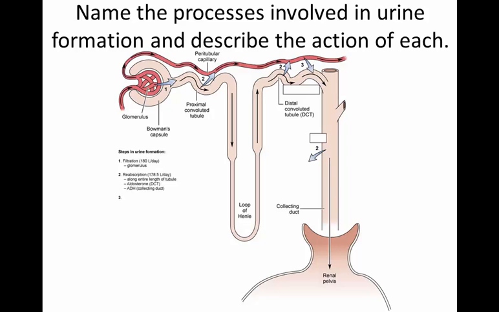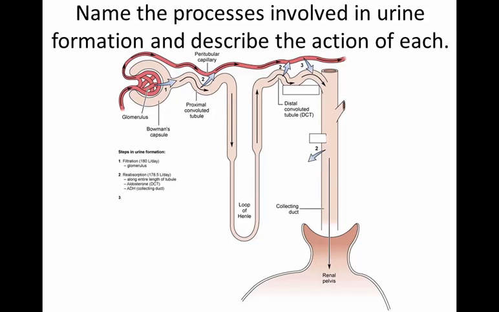Those processes are reabsorption. Approximately 178.5 liters per day are actually absorbed back in from the length of the tubule into the peritubular capillaries. Most of this reabsorption occurs in the proximal convoluted tubule. So shortly after the Bowman's capsule, while the filtrate is moving into the proximal convoluted tubule, most of the reabsorption of the 178.5 liters per day occurs as the fluid moves from the proximal convoluted tubule into the peritubular capillary.